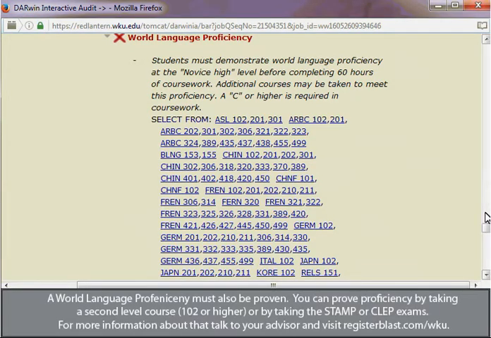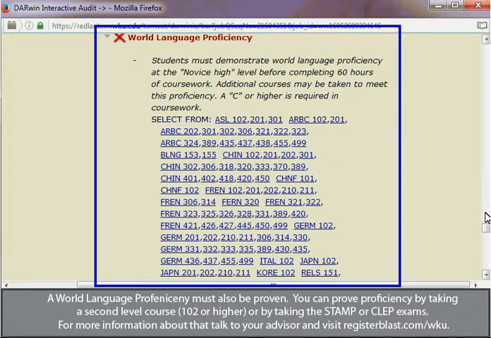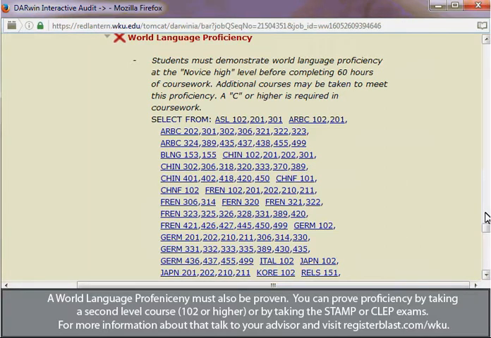A world language proficiency must also be proven. You can prove proficiency by taking a second level course, 102 or higher, or by taking the STAMP or CLEP exams. For more information, talk to your advisor and visit registerblast.com/WKU.